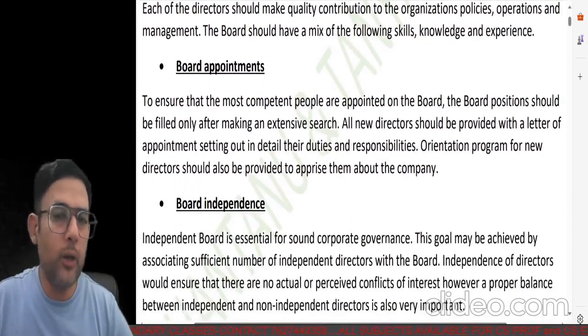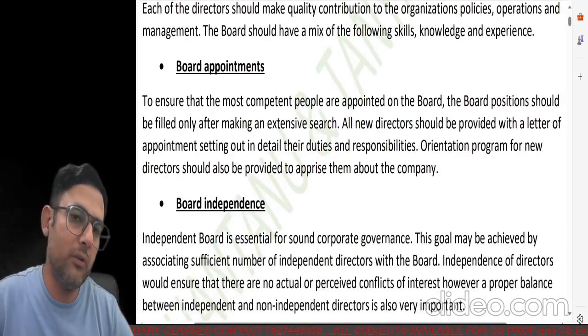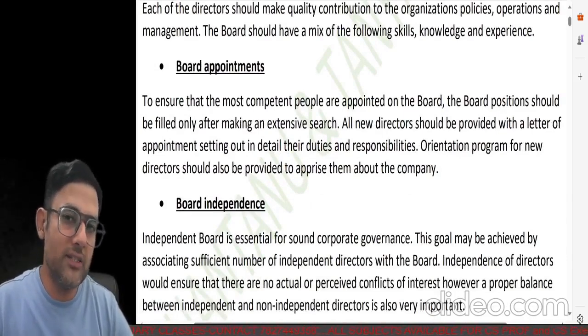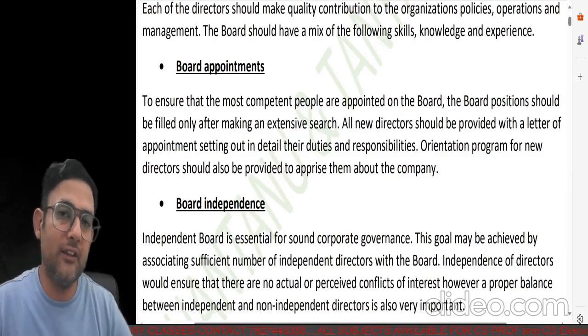And then the board appointment point is kind of a similar thing. Whenever any new member on the board gets appointed, they should be made aware of their duties and their expectations so that they can guide and provide their input accordingly.